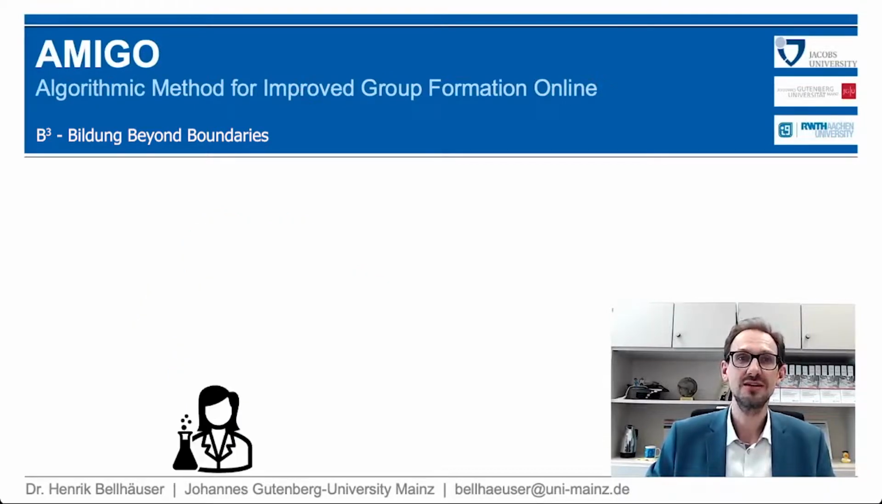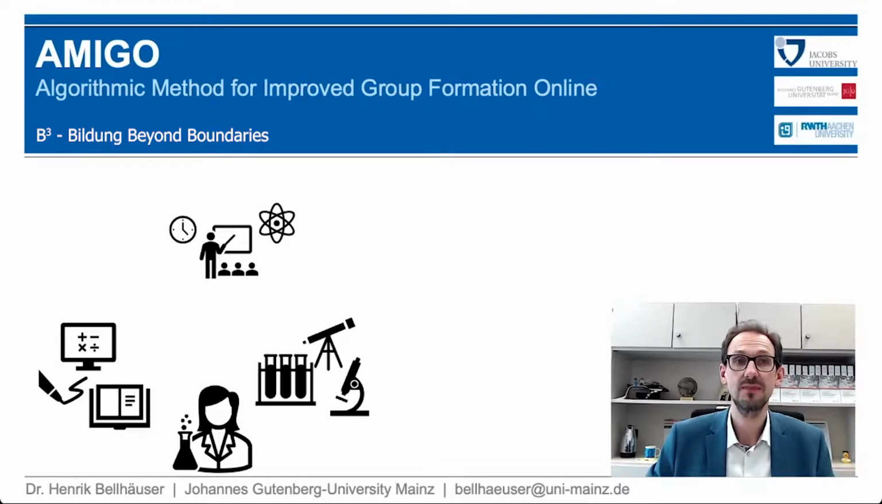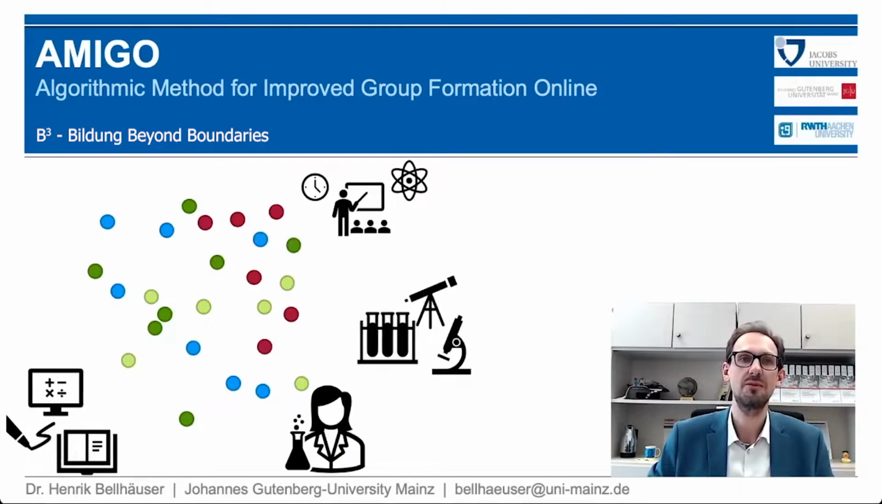If you're an instructor at university, you probably use some kind of collaborative activity in your courses. Maybe your students need to work together on assignments. They are expected to present something in class, or they're working together on some kind of project. But you probably have many students. So how do you decide which students should collaborate with whom?